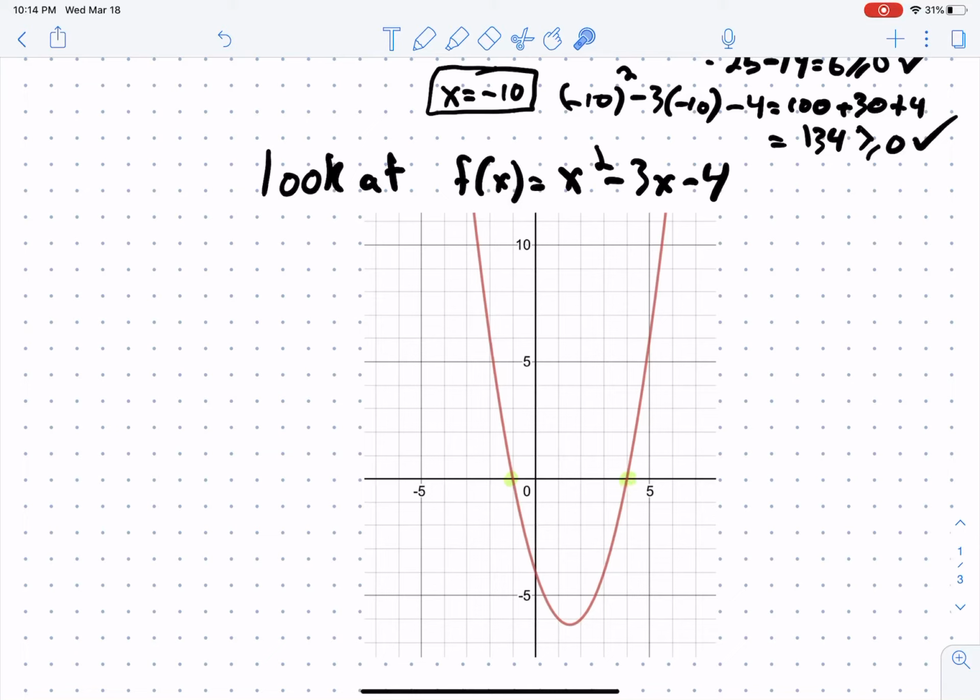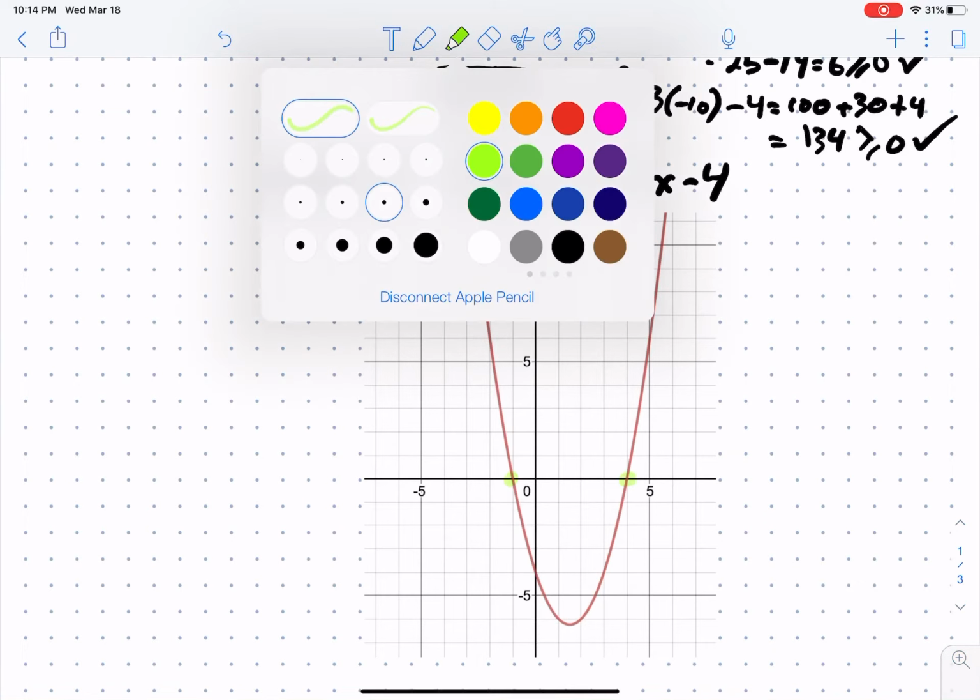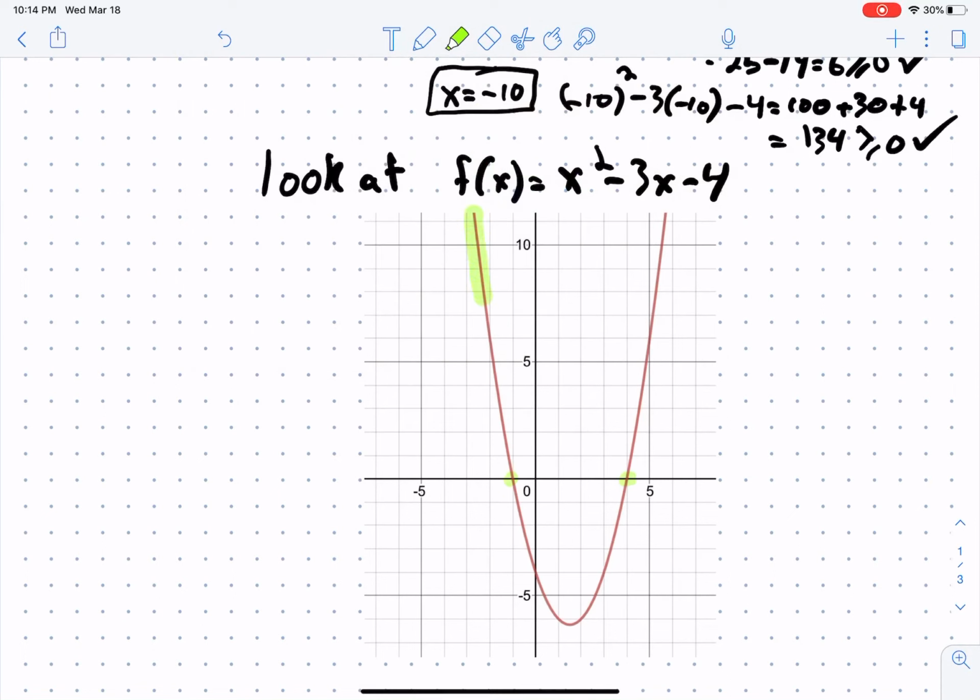And that means that the places that we're going to want to include, along with the two places that equal 0, are the places where it's above the x-axis. That's on the left-hand side and on the right-hand side. We'll just color those in. So we want to capture these parts of the function.